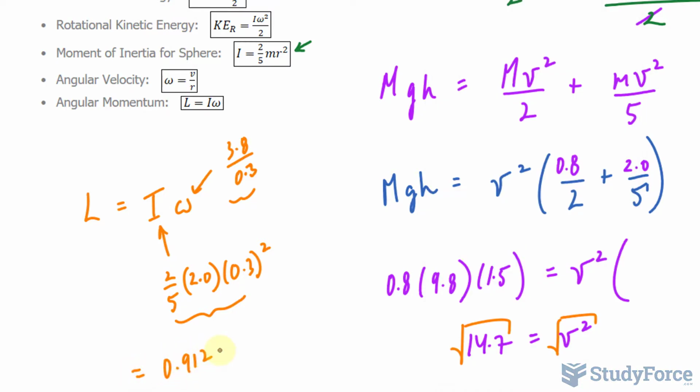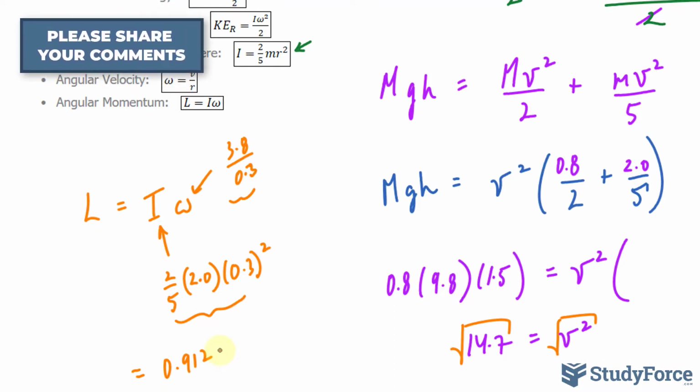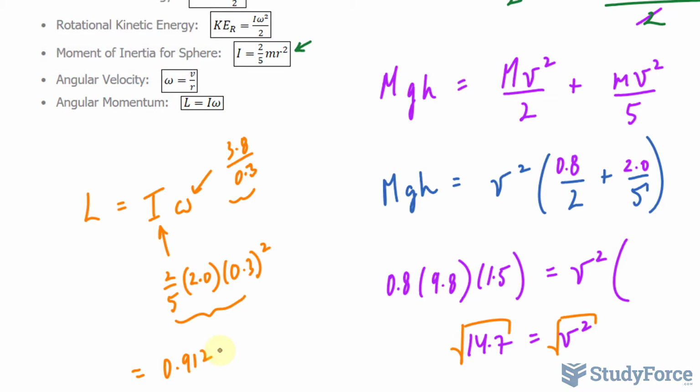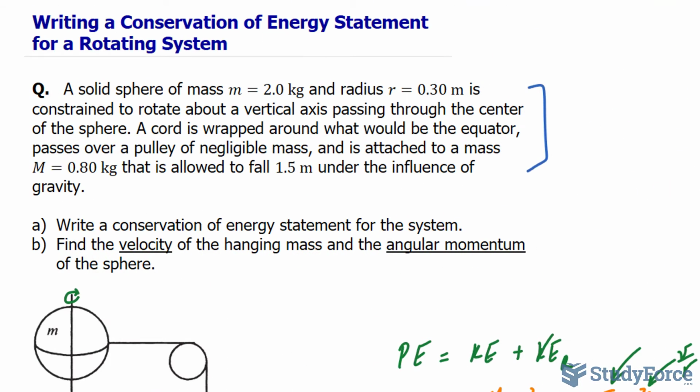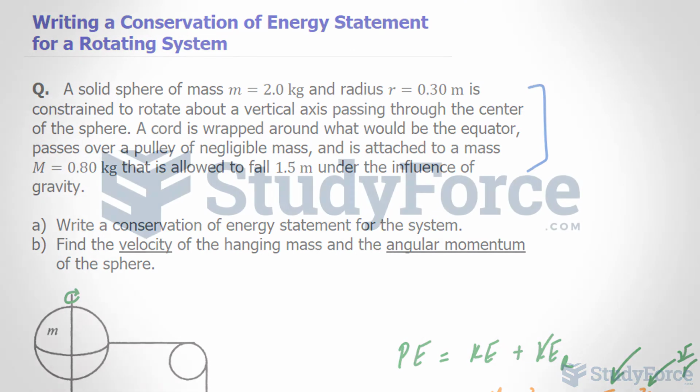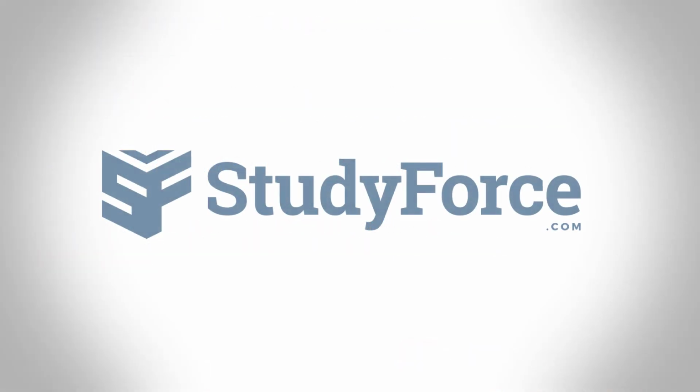0.912. Of course, it would help if you had used the units because we can kind of determine what the final units are for angular momentum. But from past experience, we know that angular momentum has the units kilograms times meters squared per second. We found the answers to both A and B, and that is how to write a conservation of energy statement for a rotating system and to help us find important values like the velocity and angular momentum.